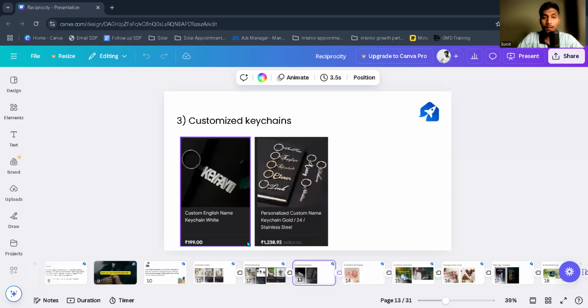The third one is the customized keychain. Okay, unless you know the homeowner's name, आप उनको 100 to 200, 300 का एक small customized keychain गिफ्ट कर सकते हो.